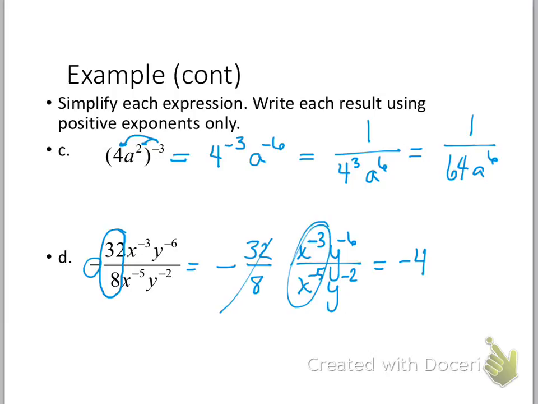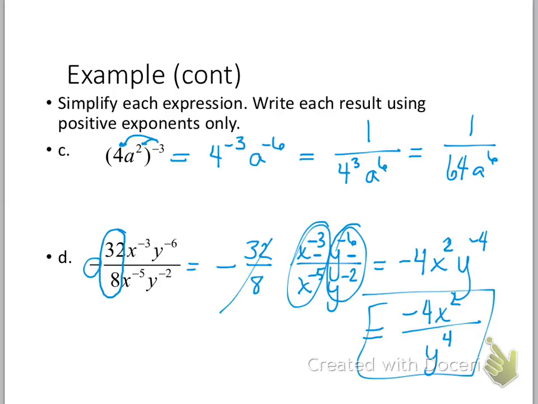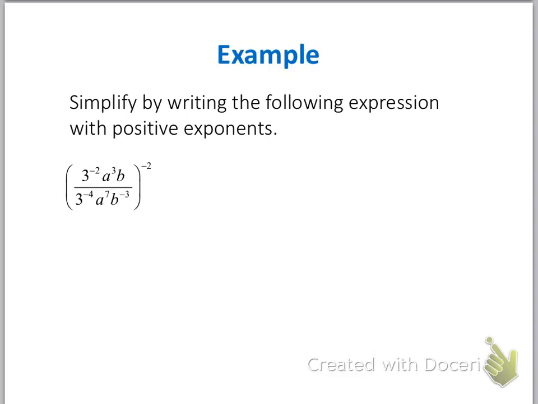Now let's deal with this. Negative 3 minus negative 5. That's negative 3 plus 5, which is a positive 2. Negative 6 minus negative 2, that's negative 6 plus 2. And I'm left with a negative there. So now, final simplification, I've got to deal with that negative exponent. The positive exponents will stay in the numerator, and the negative exponent will move to the denominator. Final answer.